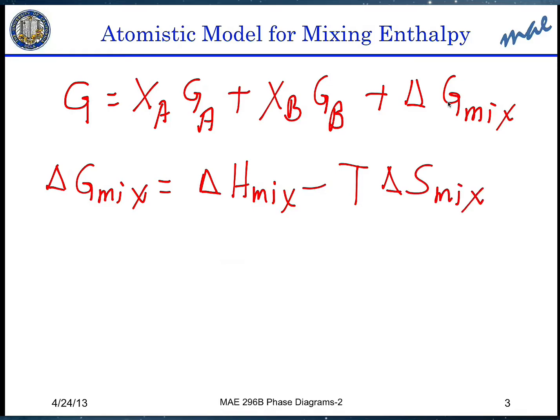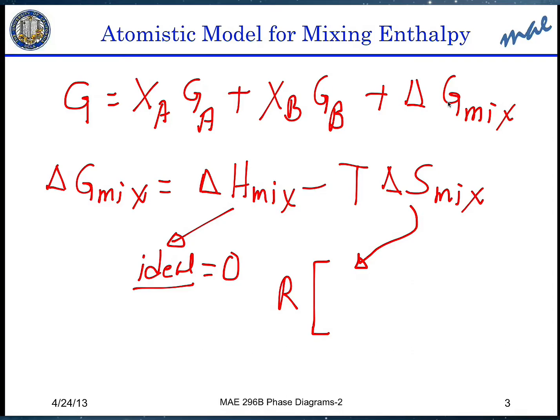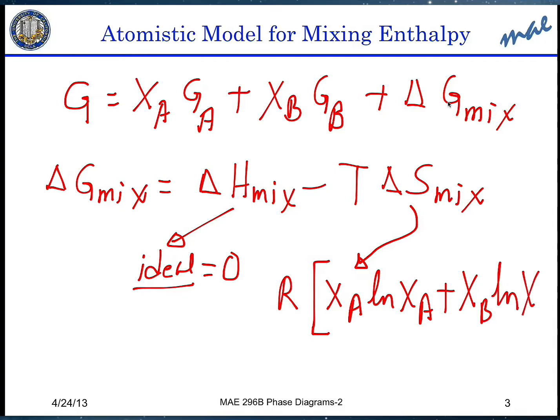And in the ideal case, the delta H mix, we found it to be 0. And we found that the delta S mix is R times the sum of xi ln of xi, which means xa ln of xa plus xb ln of xb.